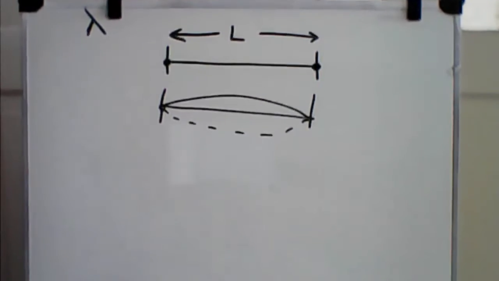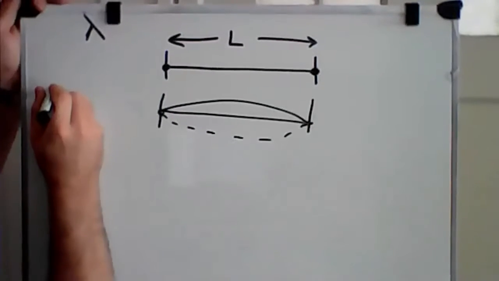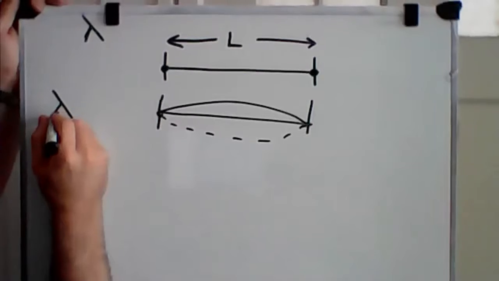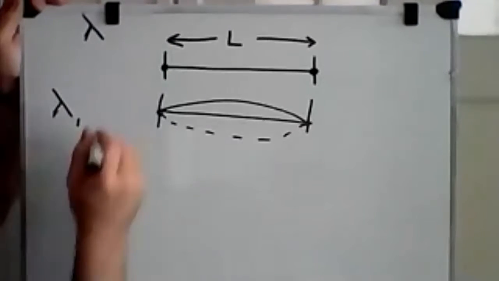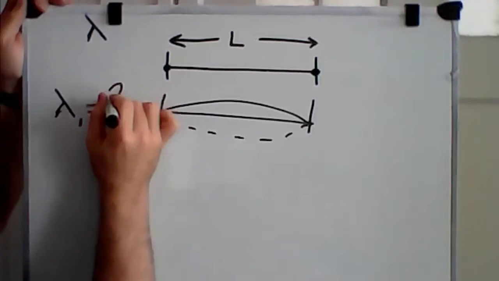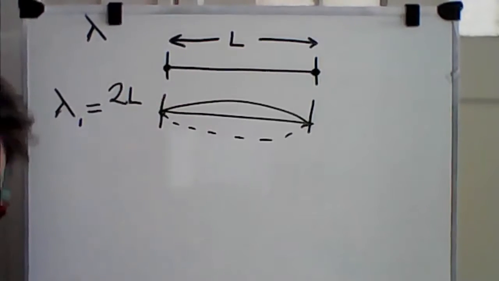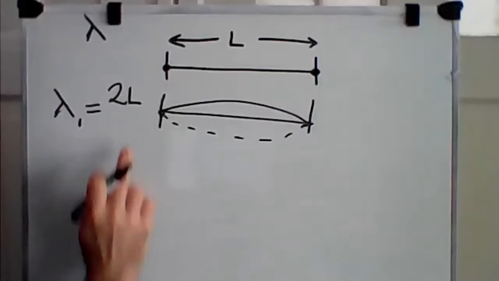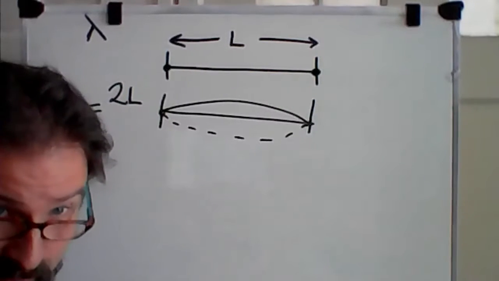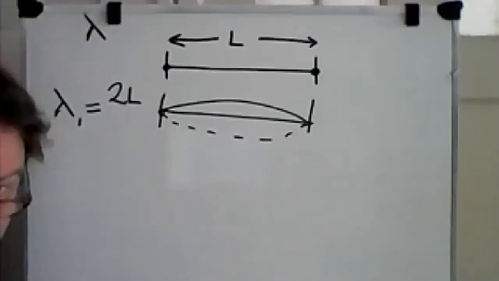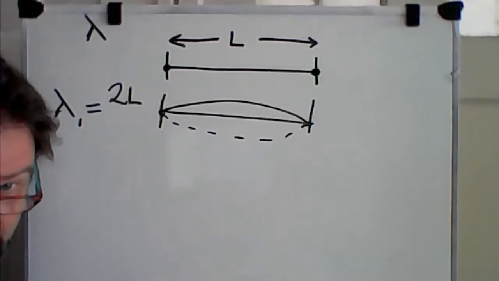2L. 2L, that's right. So in this case, we would write it like this: lambda 1 is equal to 2L. I'm going to write it up here so the Germans know what's going on. Be aware, I wrote it higher up for a specific reason. We'll see in a minute why. Okay, you guys ready? Yes.